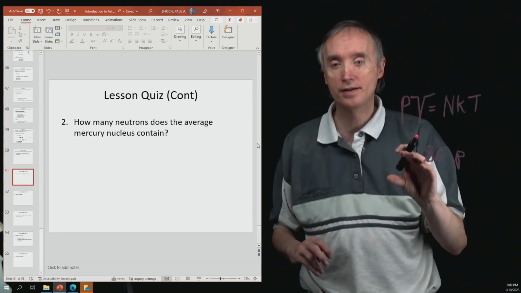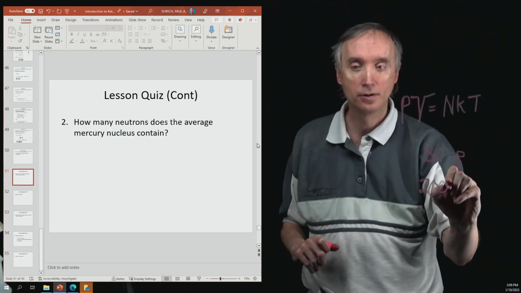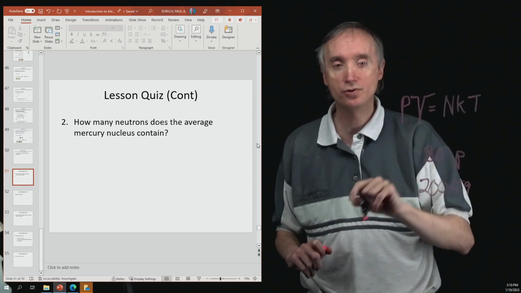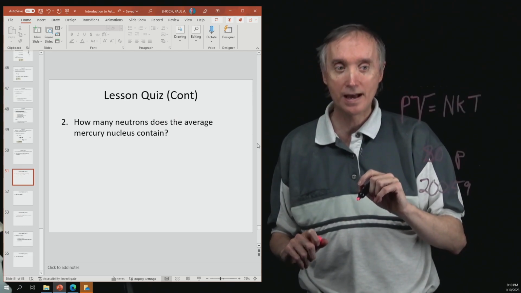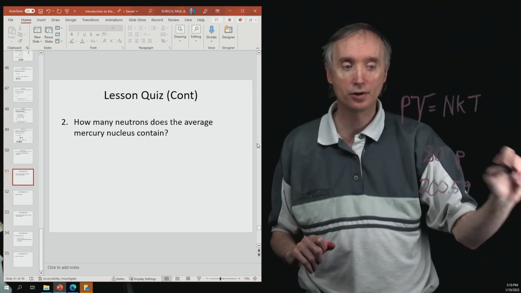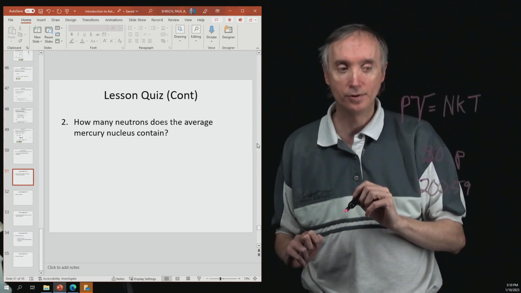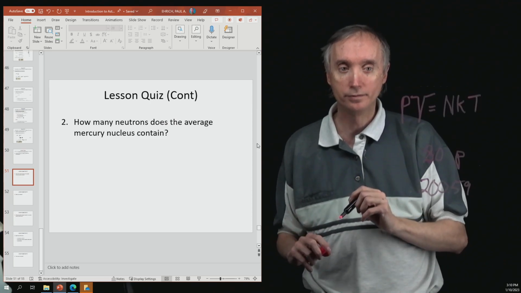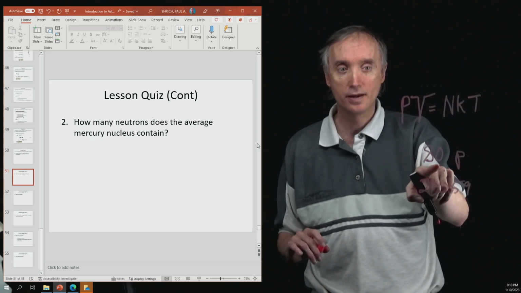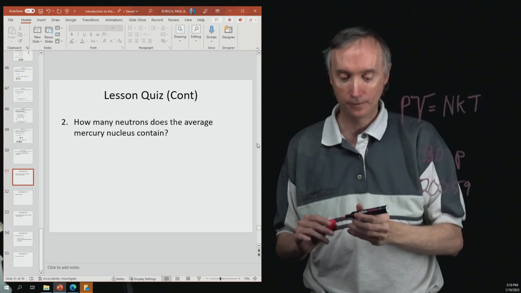Okay, then if you look at the number that has the decimal point for mercury, it's 200.59. So that could be rounded up to 201. So what does that represent? That's the number of neutrons plus protons. So if we take 201 minus 80, what would that be? 121. So it's going to have 121 neutrons and 80 protons. And so when you add them together, you're going to get approximately this number right here.